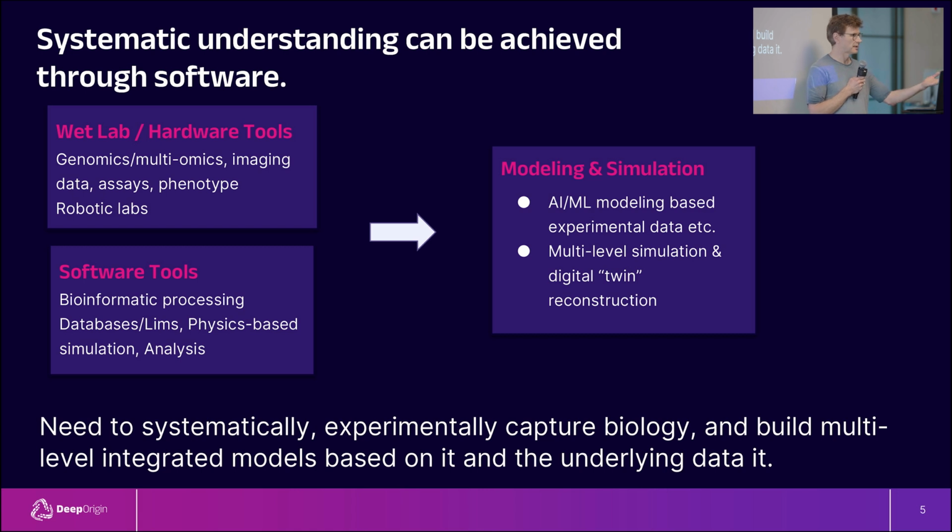So we have this great progress in wet lab hardware tools. We got the genomics revolution, multiomics is very active now, and we got bioinformatics and all the tools. And what we are now able to do is bring together AI/ML, but also physics and other tools into a more comprehensive model. And that's what I really love to see happen in the space in 5-10 years. So really, we need to systematically capture biology at all these different levels and integrate all of it.